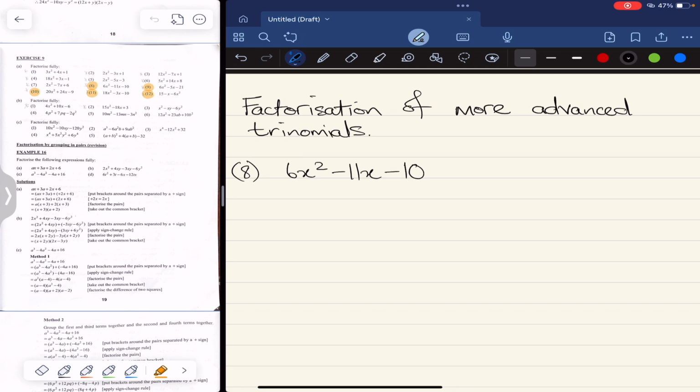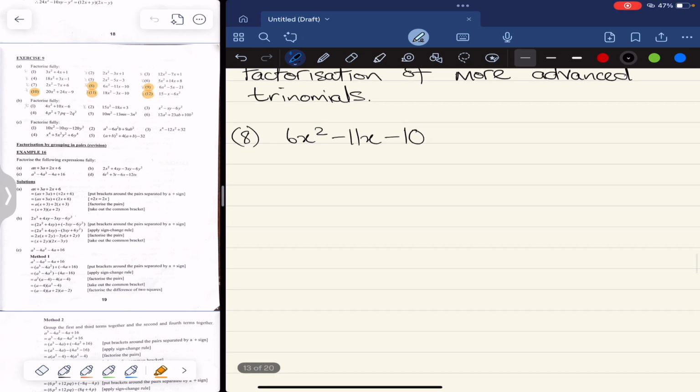So I have here 6x squared minus 11x minus 10, and normally we would just make our two brackets to factorize the trinomial. We would factorize the first term and the last term, getting those factors that would add up to our middle term. But for this particular example, our coefficient for x squared is 6, which is quite big, so there's more than one option here. We can't just say x and x in the first and second bracket, so we need to look at what those options are.